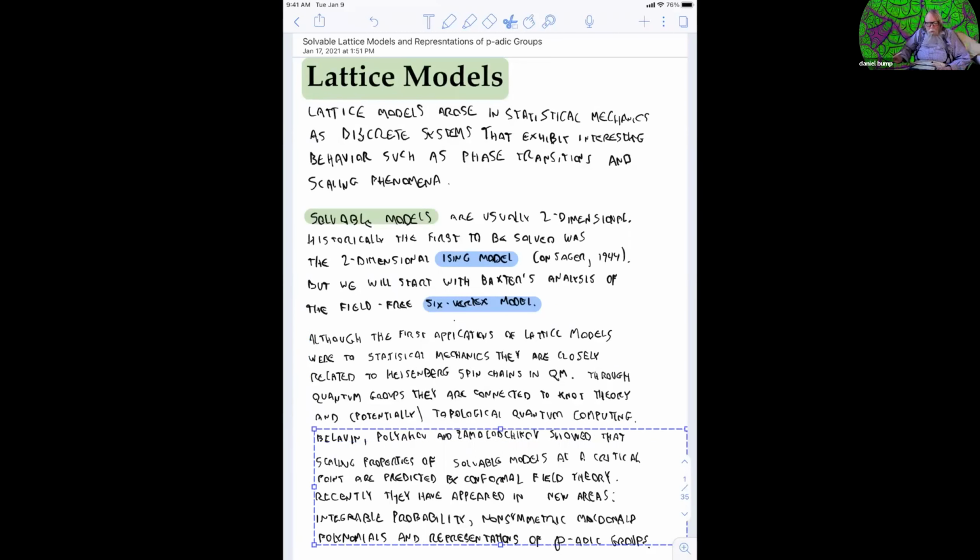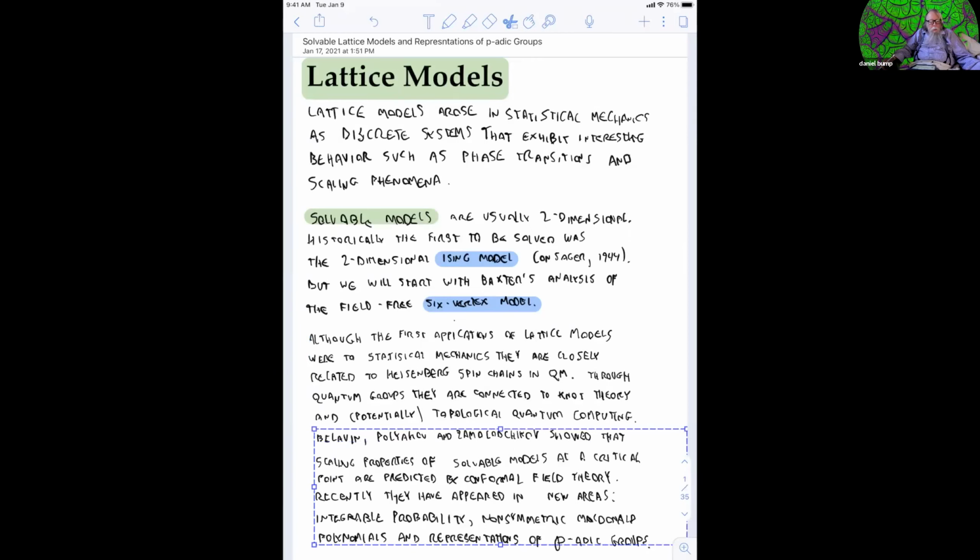Belavin, Polyakov, and Zamolodchikov showed that the scaling properties of solvable models at a critical point, at a phase transition point, can be predicted by conformal field theory. So this is quite an interesting fact.